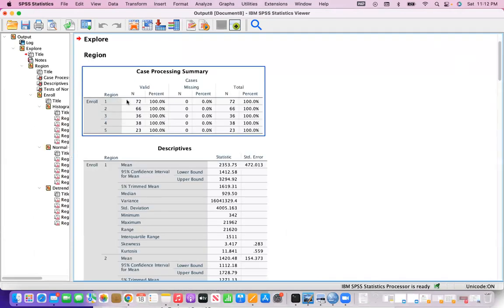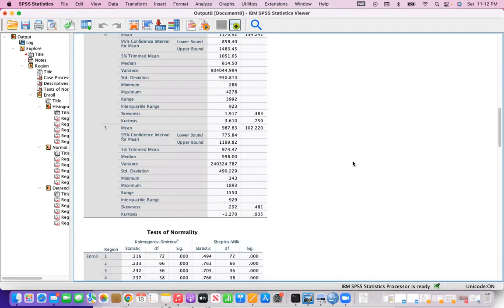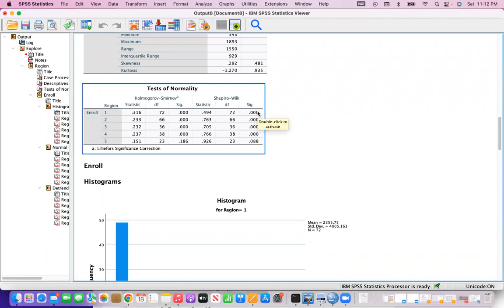So we can look at our N values for regions 1, 2, and 5. Notice that region 1 is 72, region 2 is 66. So the N quota is met with those two regions, but with region 5, it's not met. However, for tonight's data, we're going to assume that that is actually met. Now let's look at the test of normality, and we're looking at the Shapiro-Wilks test. For significance, we want this value to be greater than 0.05, and we actually see that it's 0.000.